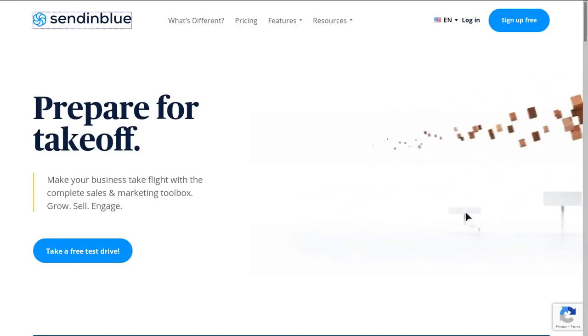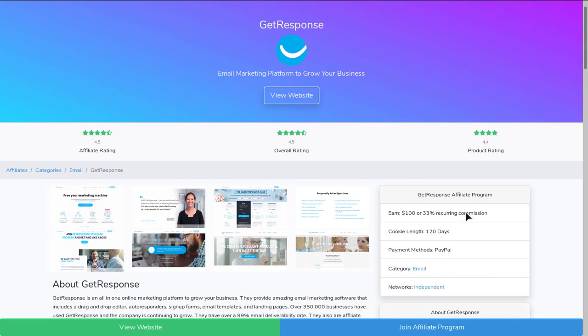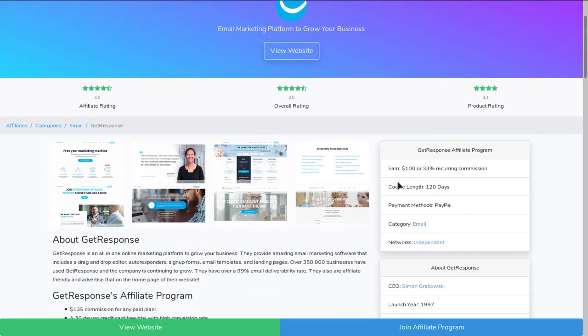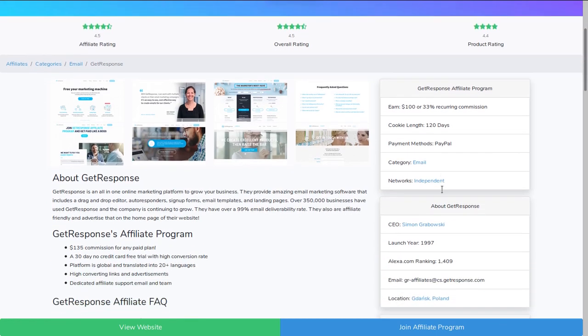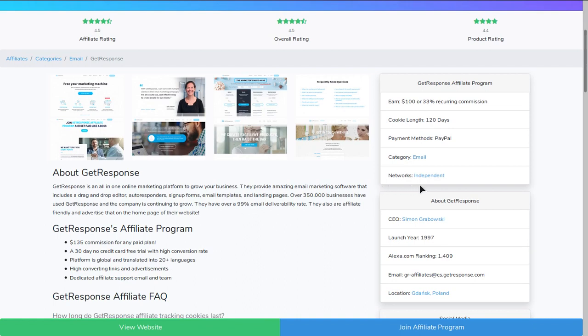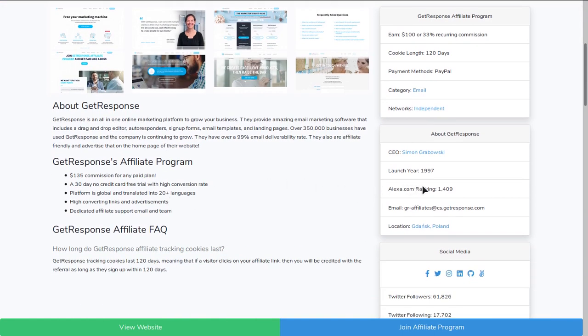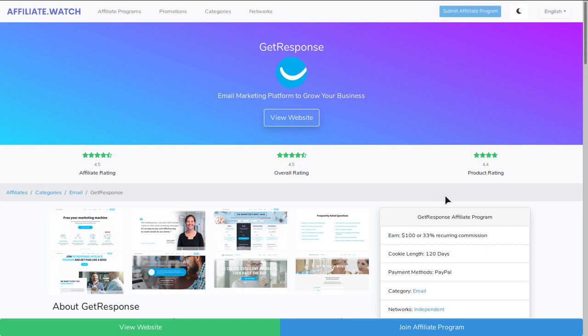The next one we're going to be going over is GetResponse. So GetResponse is a very similar email marketing platform and they pay $100, or you can decide if you want recurring commission instead, and that's going to be at 33%. Their cookie length is 120 days, they pay out via PayPal, and they are also an independent affiliate program, not on any affiliate network. Over 350,000 businesses have used GetResponse and the company is continuing to grow. They launched in 1997 and they have an Alexa ranking of 1,409, and their platform is also translated into 20 different languages, so you can promote it in different languages to different audiences, which is really cool.